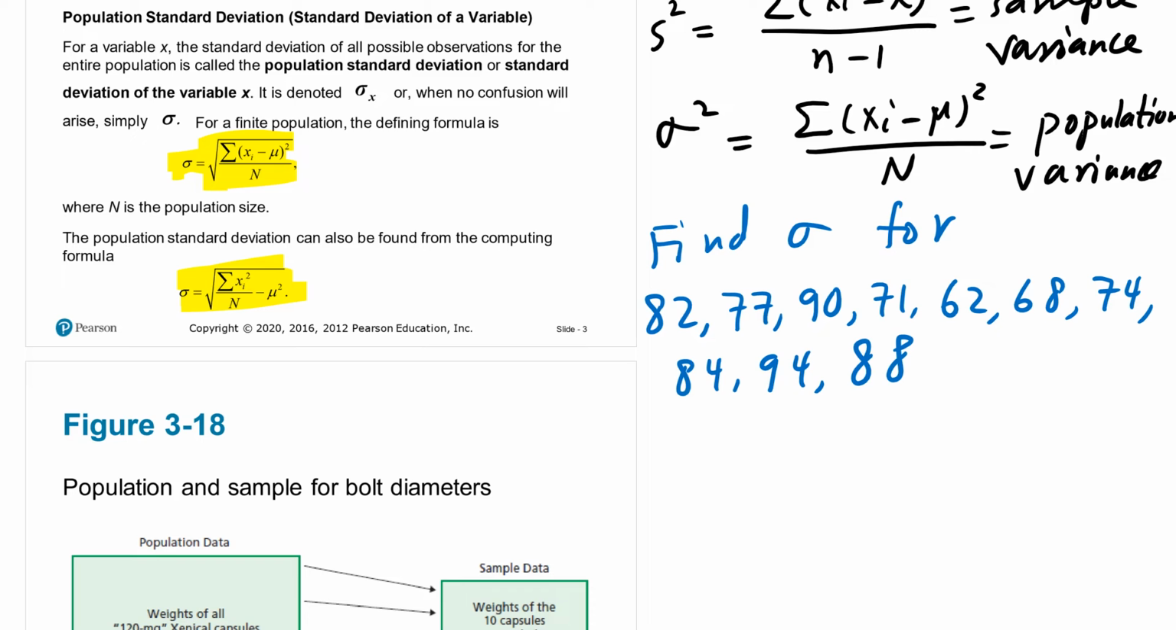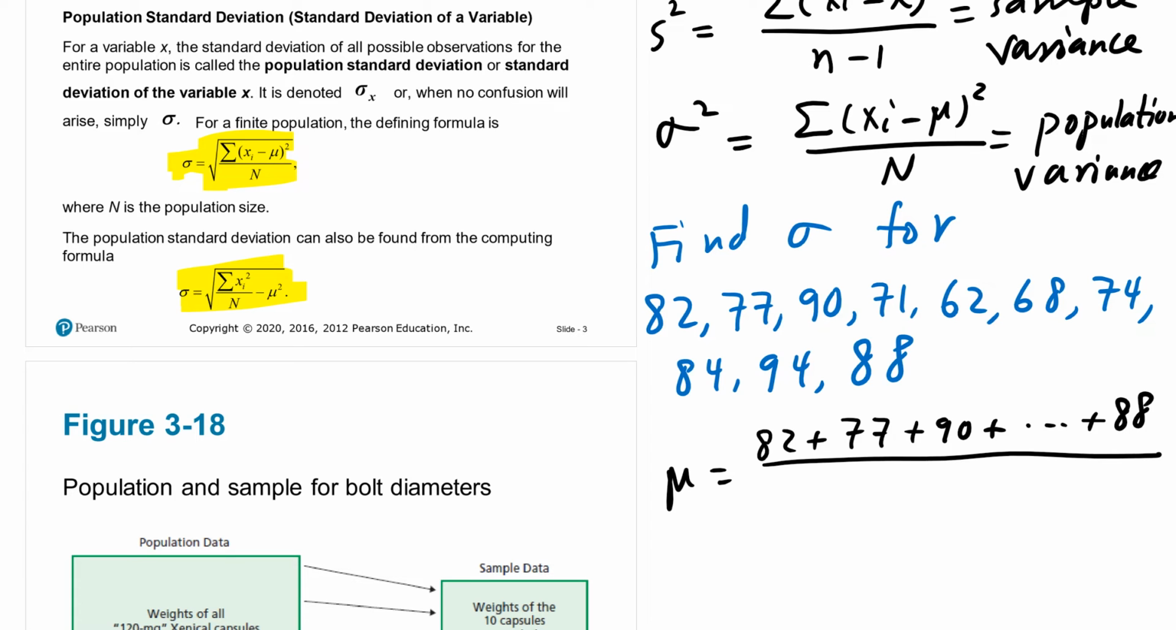The first thing we need to do is find the mean. To find the population mean, we add all these numbers up, all the way until the last one, divided by how many numbers we are given. We have 1, 2, 3, 4, 5, 6, 7, 8, 9, 10, so 10 numbers. If we add these up, that gives us 790 over 10, which is 79. That's the population mean.